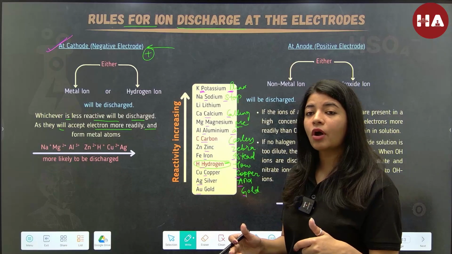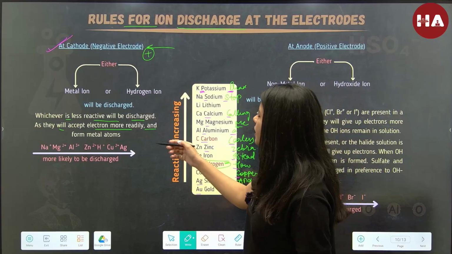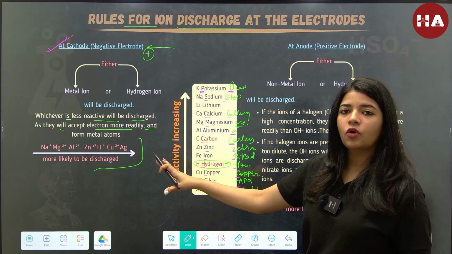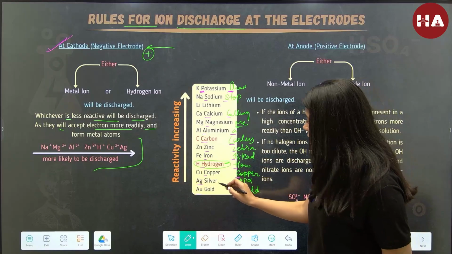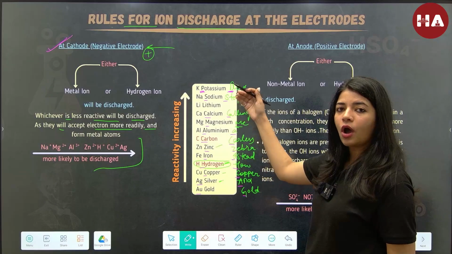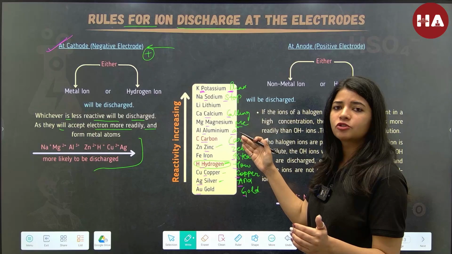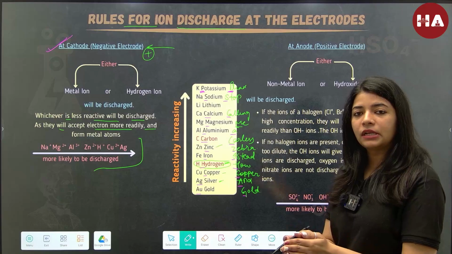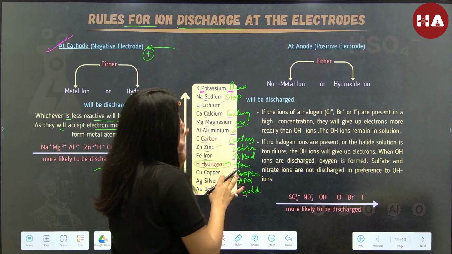Accepting electrons means what? It means reduction, right? It will accept electrons easily. So this is the understanding of which metal will be deposited at the cathode. So silver is most likely, then copper, then hydrogen, then zinc. As we go up in the reactivity series, as the reactivity increases, there is less chance for deposition. So remember just one rule for the cathode: whichever metal is present below, that will be deposited. Now let's talk about the anode.